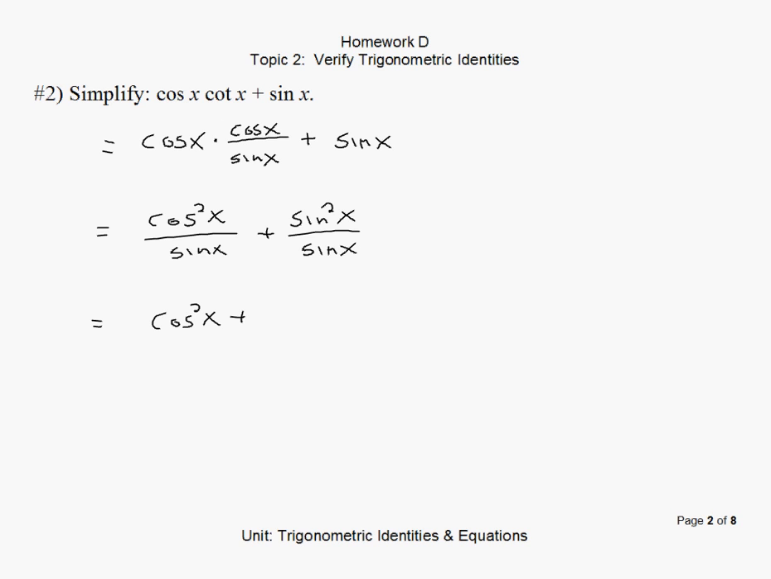Add your fractions by adding the numerators, leave the bottoms the same. Cosine squared of x plus sine squared of x is 1. 1 over sine of x is cosecant of x.